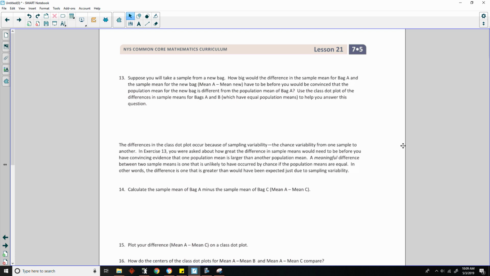13 says, suppose you will take a sample from a new bag. How big would the difference in the sample mean from bag A and the sample mean from the new bag, mean A minus mean new, have to be before you would be convinced that the population mean of the new bag is different from the population mean of bag A? Use the class dot plot of the differences in sample means for bag A and B, which have equal population means, to help you answer this question.